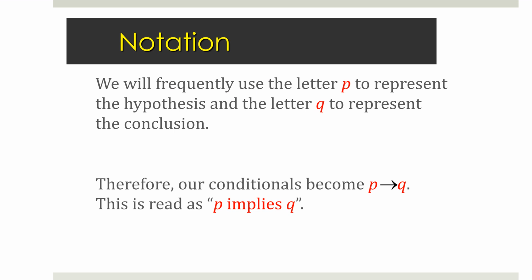Because we're mathematicians, because we're lazy, we come up with abbreviations for everything. So we use what's called logic notation, and that is where we usually use the letter P to represent a hypothesis, and we have Q represent the conclusion. So we get this thing that says P arrow Q, which is read as P implies Q.